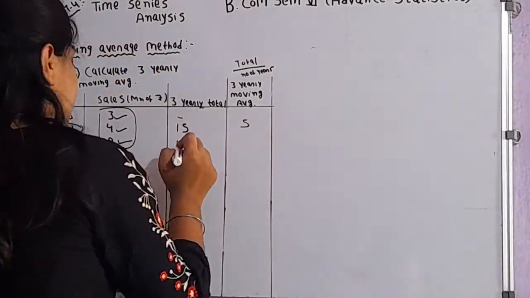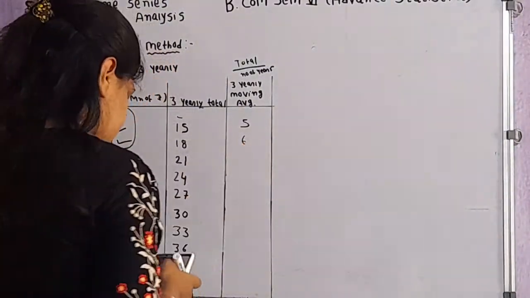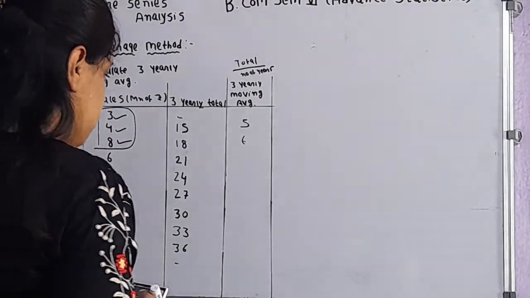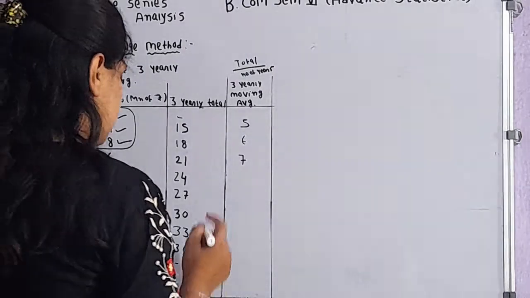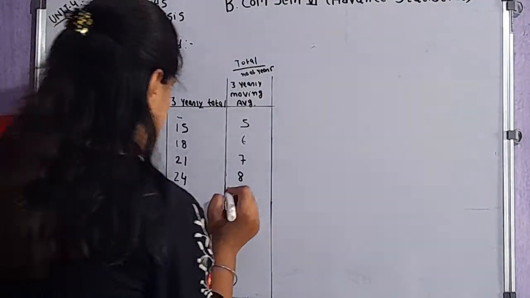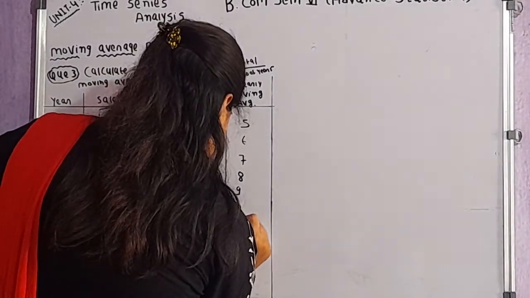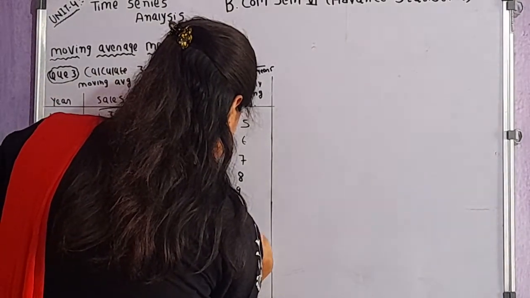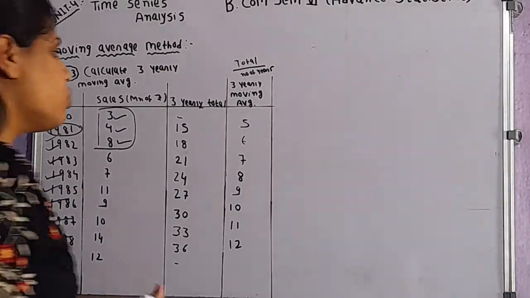After that 18 divided by 3 comes to 6. 21 divided by 3 comes to 7. 24 divided by 3 comes to 8. 27 divided by 3 comes to 9. 30 divided by 3, 10. 33 divided by 3, 11. 36 divided by 3, 12. This way we have got the trend. We have got the 3 yearly moving average. Now by making use of this 3 yearly moving average, we can plot the graph. We can plot these values on the graph.